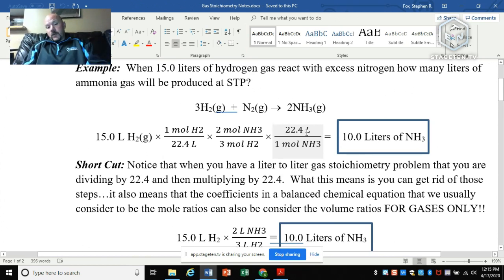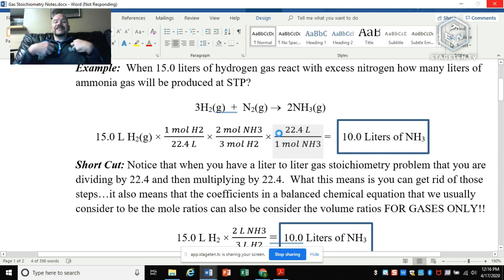Why do we multiply by 22.4? Because again, we're at STP and we're looking for volume of a gas. And so notice that this step and this step cancel each other out. You're dividing by 22.4 and you're multiplying by 22.4. What I'm telling you is it doesn't matter what the temperature and pressure is as long as it remains constant. If you're going from volume of a gas to volume of a gas, you would be dividing by the same numbers, but then multiplying by the same numbers every time.